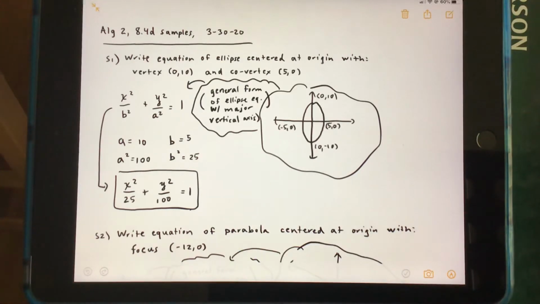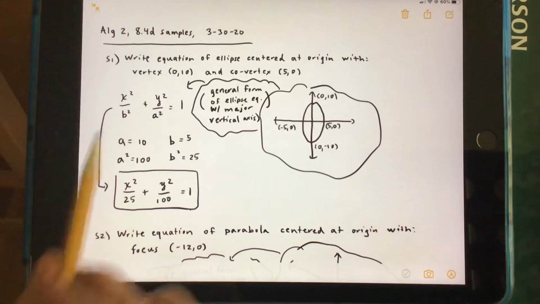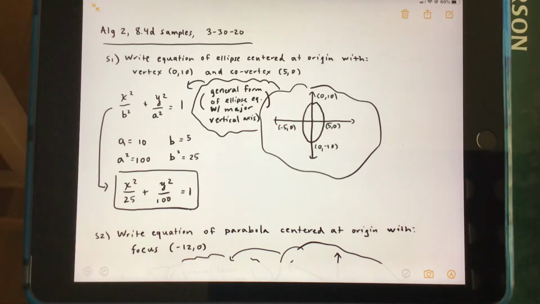So we can right away then determine the general form of the ellipse equation that we're going to need. Noticing that we have a major vertical axis, we'll choose the equation x squared over b squared plus y squared over a squared equals 1. Remember, for an ellipse, whichever axis has the bigger number, that's going to go under the variable for the major axis.